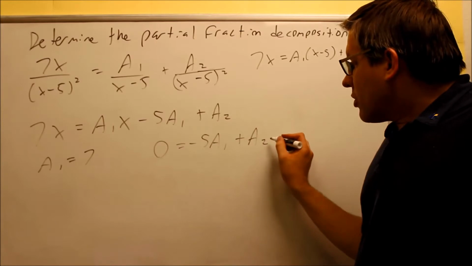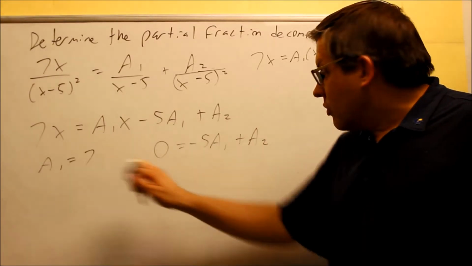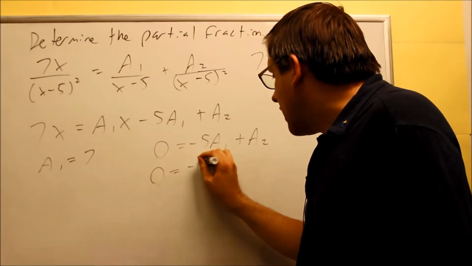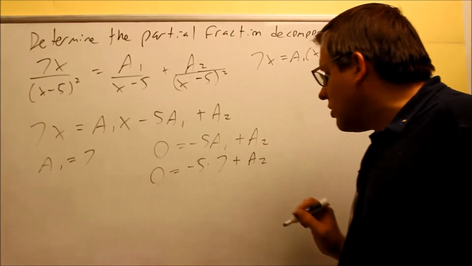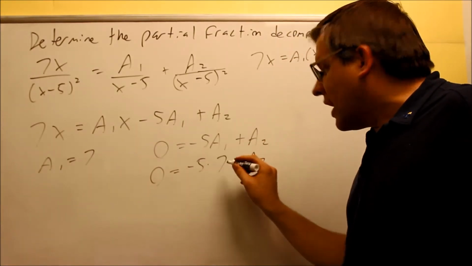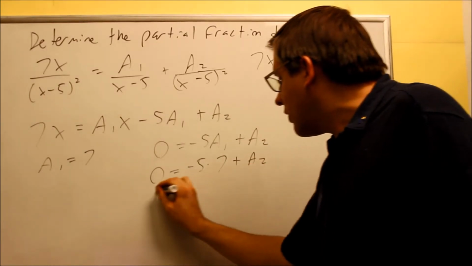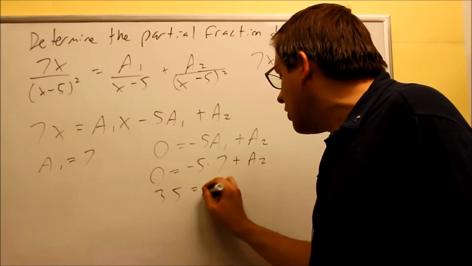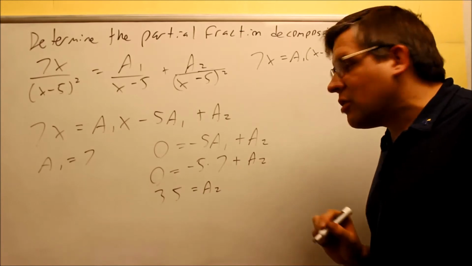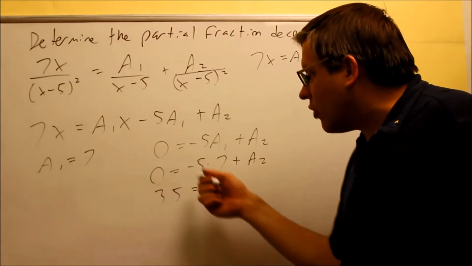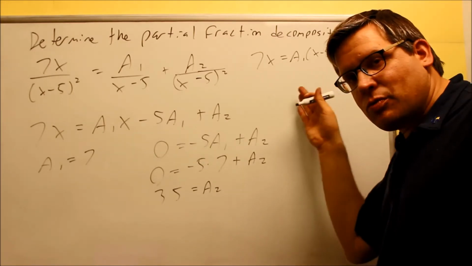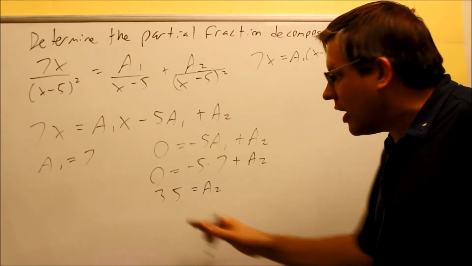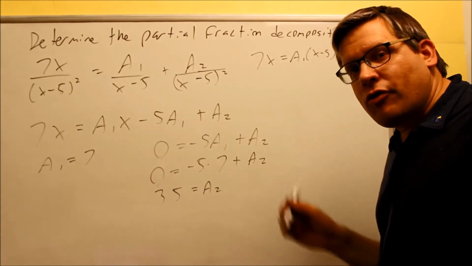Well, I have two variables here, but I already found that a1 is equal to 7, so I can put that in here. So I have negative 5 times 7, then I have plus a2. And if I multiply that out, that's going to be negative 35. So when I solve for a2, that means that a2 is going to be equal to 35. So I found that one without putting in any convenient values. In this case, this kind of problem might be a little bit easier using the equating coefficients method.